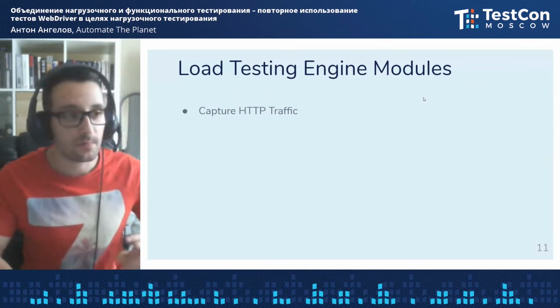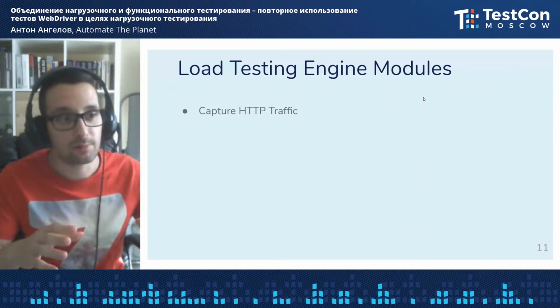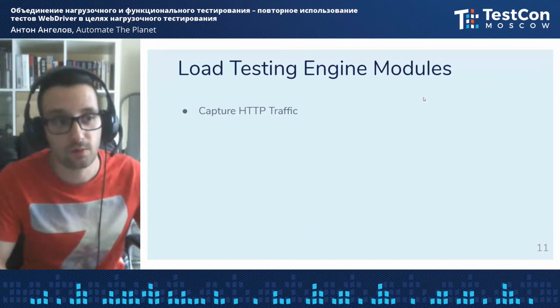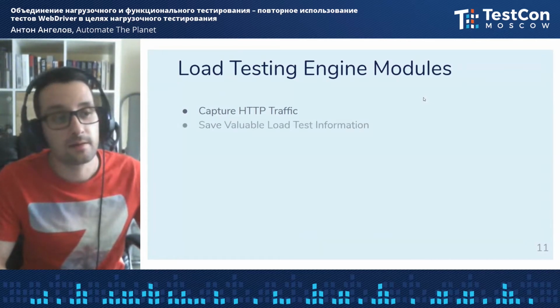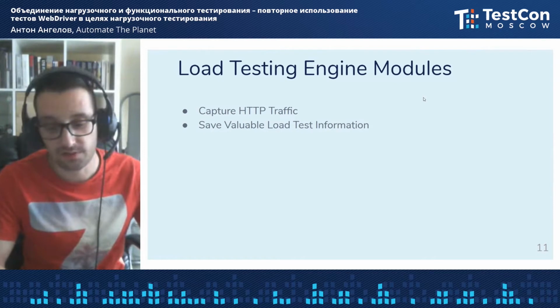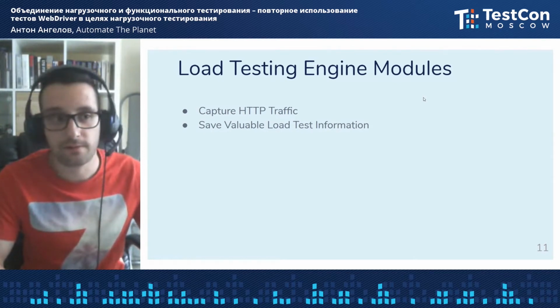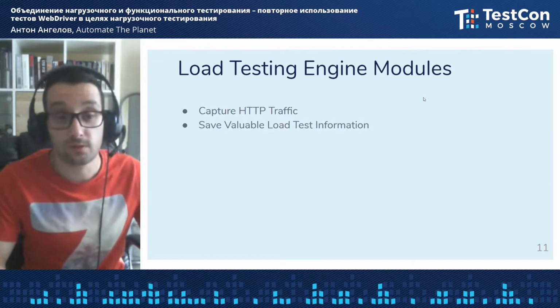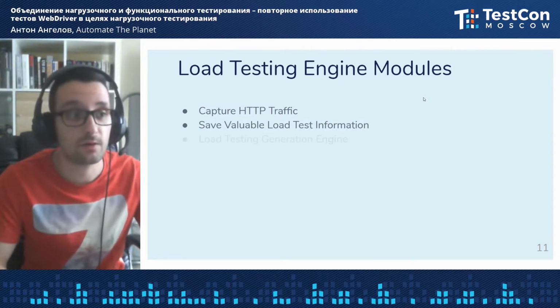First, we'll capture the HTTP traffic with a proxy service. Then we'll have logic for saving this information, like all of the request information, what assertions we do, how we locate the elements that we need to verify, what we need to verify in the elements, and so on. We'll save this information to a JSON file.